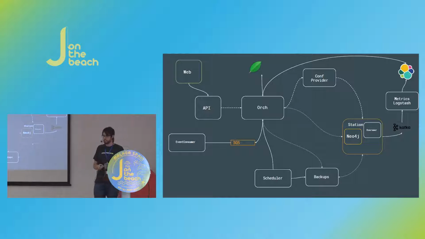We name stations to the instances that are running Neo4j processes, okay? And we have two models of stations. Shared ones, where many Neo4j instances are running, or dedicated ones, where just one Neo4j instance is running there, okay? And every instance has an agent there. So this agent over there is taking care of the Neo4j process, okay?